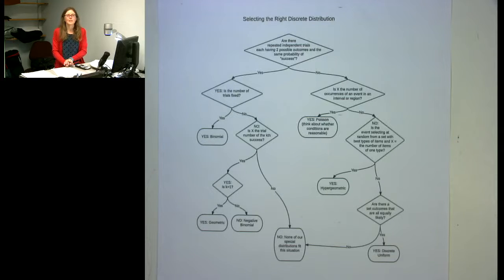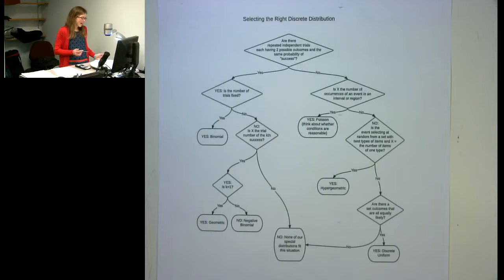Hi, this video is going to focus on how we figure out which of the discrete distributions is an appropriate model for different situations. I did make this flowchart, which is available on Blackboard, to help you think about which distribution would be an appropriate model. You will not be provided the flowchart on exams, but I think it is a useful tool to start learning what questions to ask yourself when you're trying to decide which of the distributions is an appropriate model.